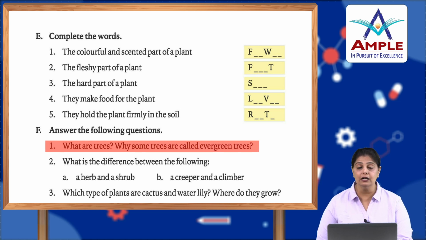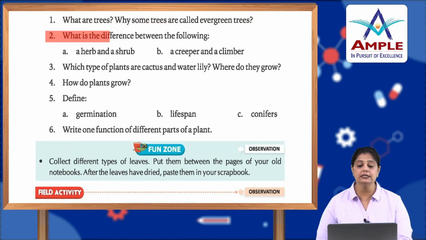They are big, tall and strong plants, and some trees are called evergreen because they do not change color during the year and they stay green throughout the year. What is the difference between the following? A herb and a shrub. A herb is small and has weak stems. Okay, it is seasonal. Shrub is small but has hard stems and it can stay for years.